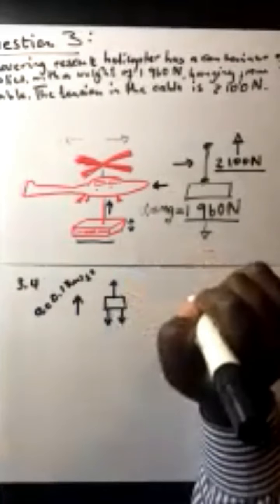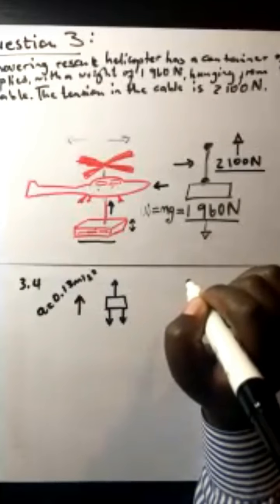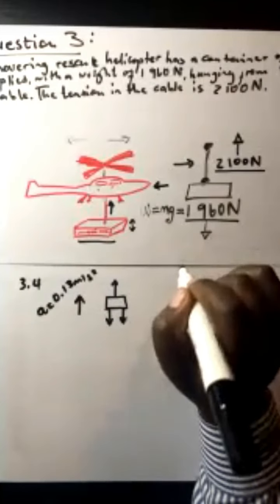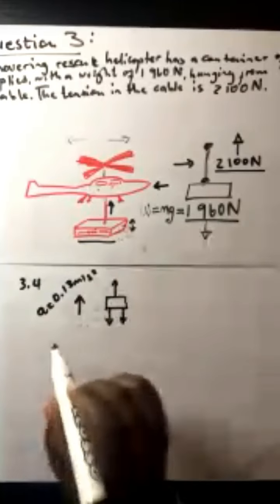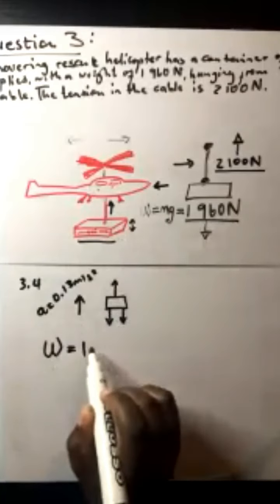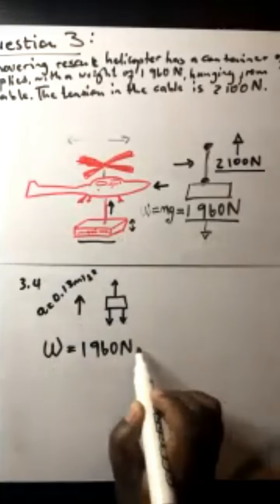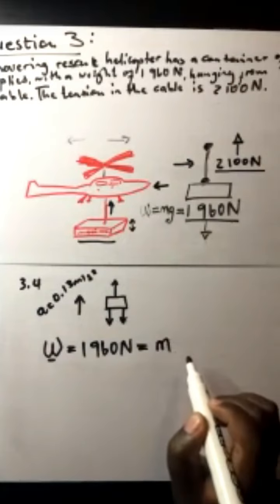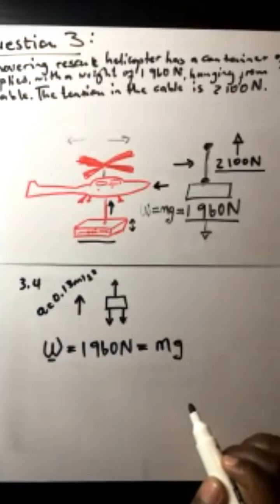They say 3.4, calculate the mass of the container. So guys, the mass of the container is what the question wants us to calculate. What is it that we know about the container? We know the weight of the container, guys, is equal to 1,960 Newton. What is the formula for the weight? It's m multiplied by what? By g, isn't it?